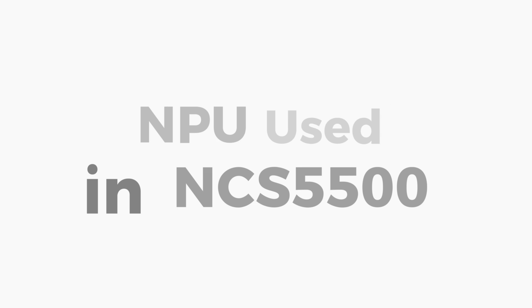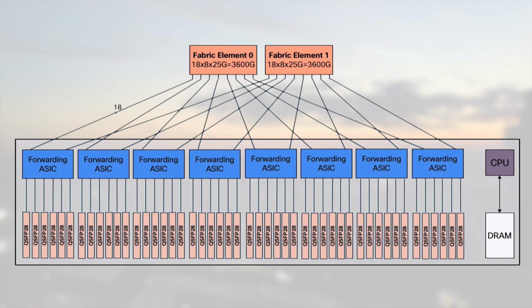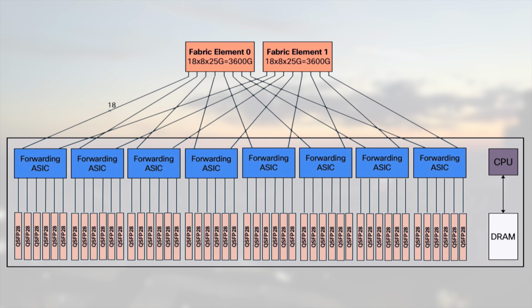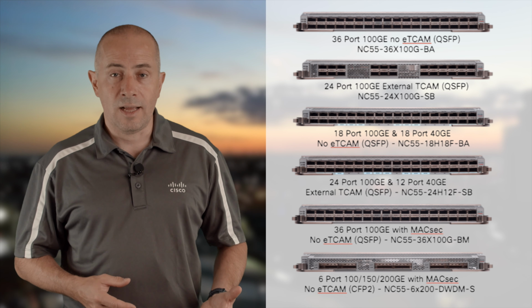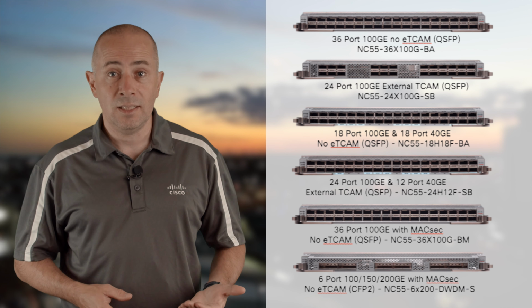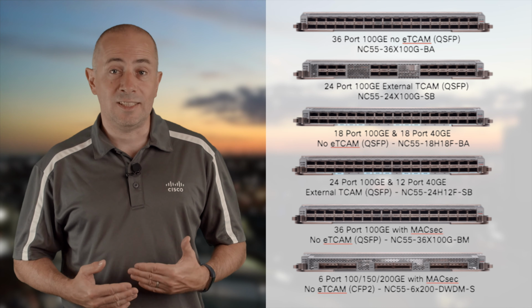We are not using Jericho ASICs in standalone mode, but we have many products using Jericho NPUs interconnected through Fabric Engine FE3600. For example, in the 5502s. And they are also present in the line cards, like the 36x100 non-SE, the 24x100 SE, the 2 combo card, the MACsec card, and the coherent 6-port CFP2.